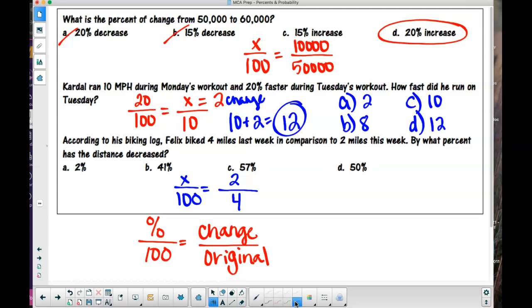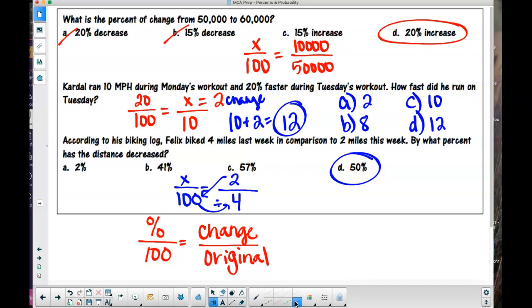Okay, so we solved that. What percent change is it? Multiply the numbers on the diagonal. 2 times 100 divided by 4. What do you get? 50%. So his distance decreased by 50%. Questions there?